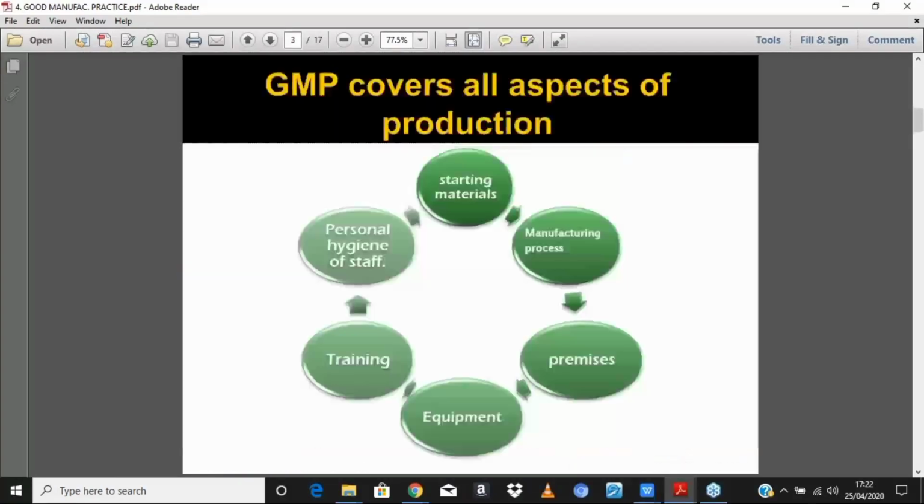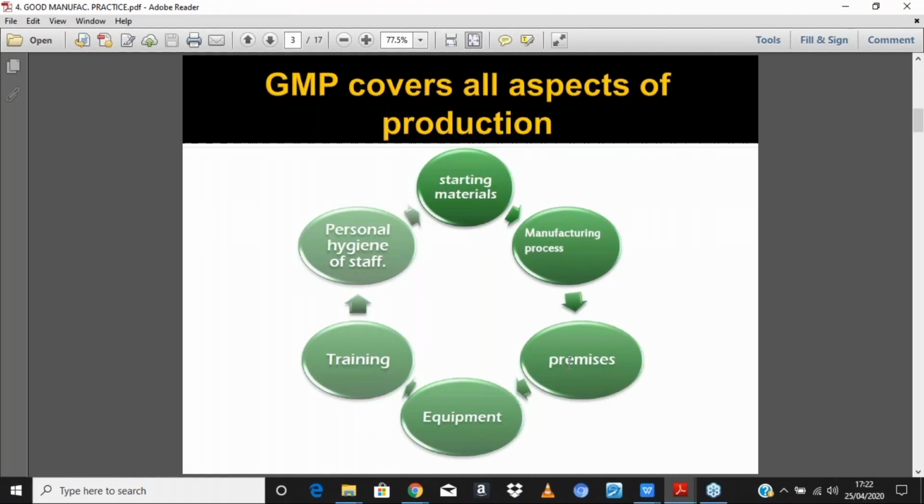So GMP covers all these areas in production. GMP covers these six areas. GMP talks about your starting materials. Good manufacturing practice must have good starting materials, your manufacturing process, your premises, that is your environment, must be very good. The equipment you are using to work has to be very good as well.